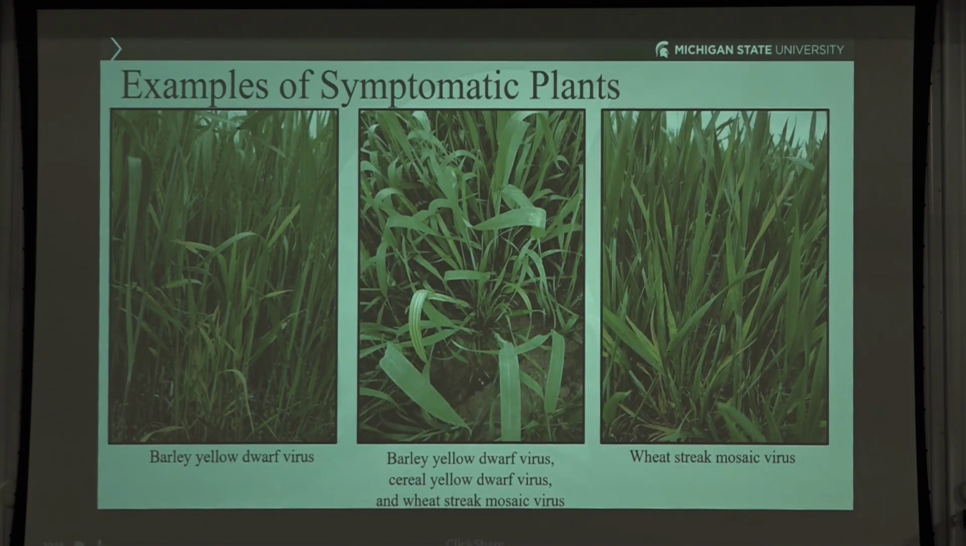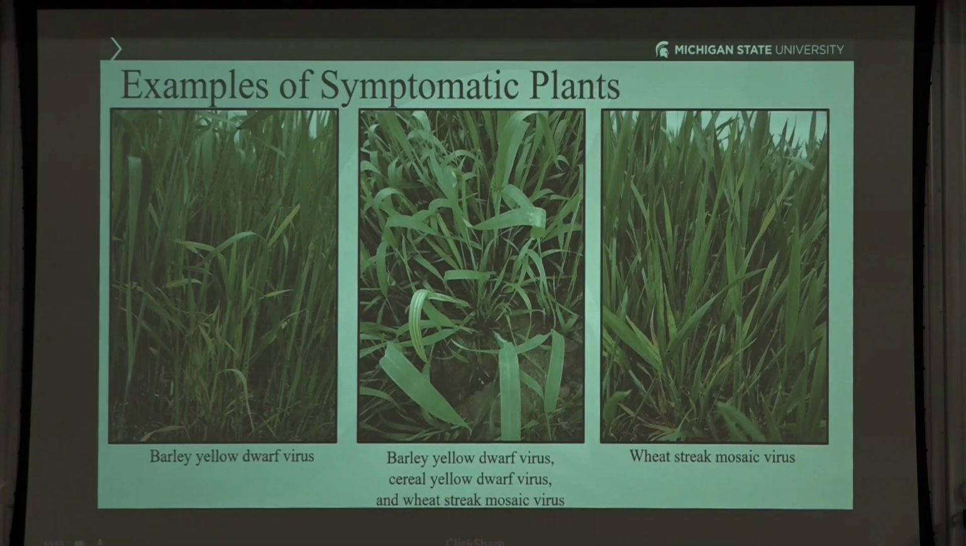Here are a few classic examples of what things might look like. Barley yellow dwarf typically looks like yellowing and purpling at the leaf tips, which is a classic symptom. This is a mixed infection, so we've got a few different things in here: barley yellow dwarf, cereal yellow dwarf, and wheat streak mosaic virus. That complicates diagnosis out in the field. And this is what we'd consider somewhat classic for wheat streak mosaic, streaking in the leaf tissue.